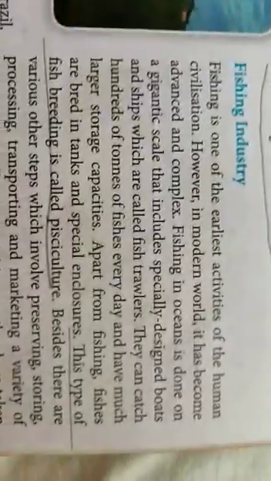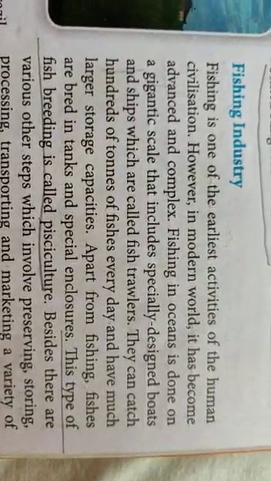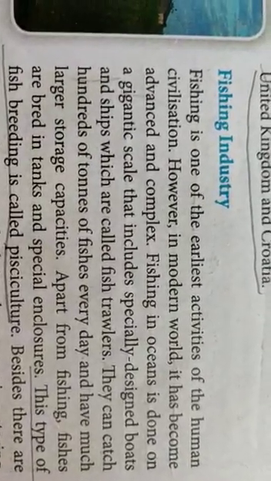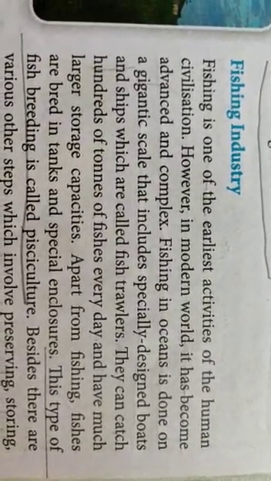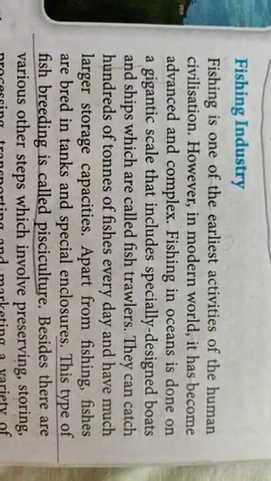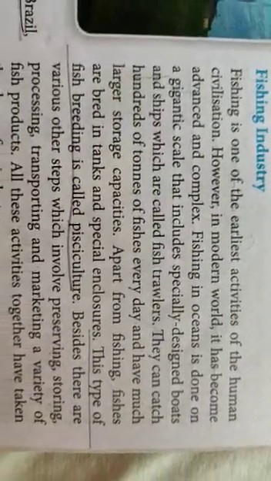Now coming to the fishing industry. Fishing again is one of the earliest activities of human civilization. However, in the modern world it has become advanced and complex.